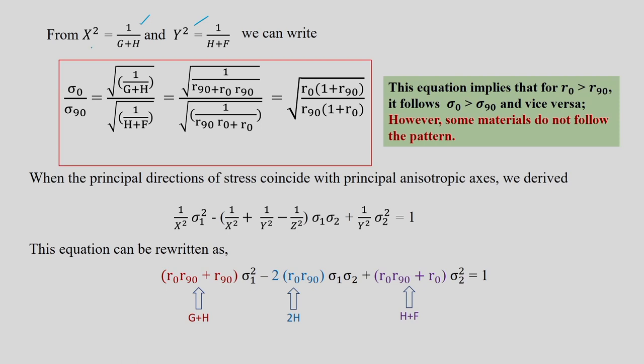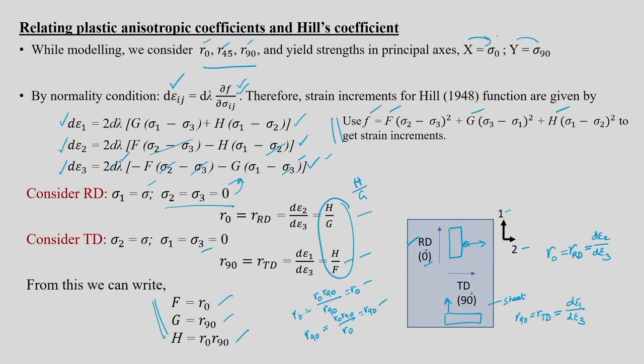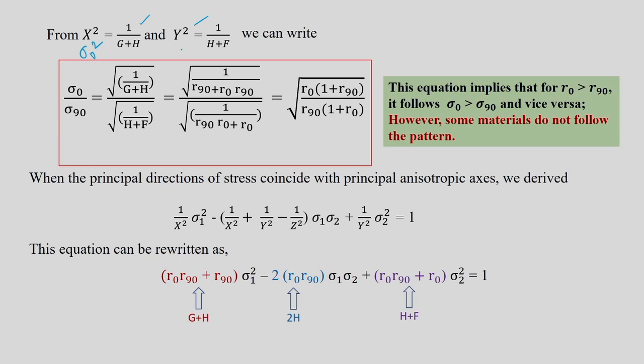So what is x square? X square is nothing but sigma naught square. In the previous slide I told you that x is going to become sigma naught, y is going to become sigma 90. The definition remains the same, just the nomenclature is different. This is sigma 90 square. So I am going to get a ratio, sigma 0 by sigma 90. That means the yield strength along the 0 degree rolling direction and the yield strength along the 90 degree rolling direction have a ratio which is the square root of 1 by g plus h divided by 1 by h plus f.